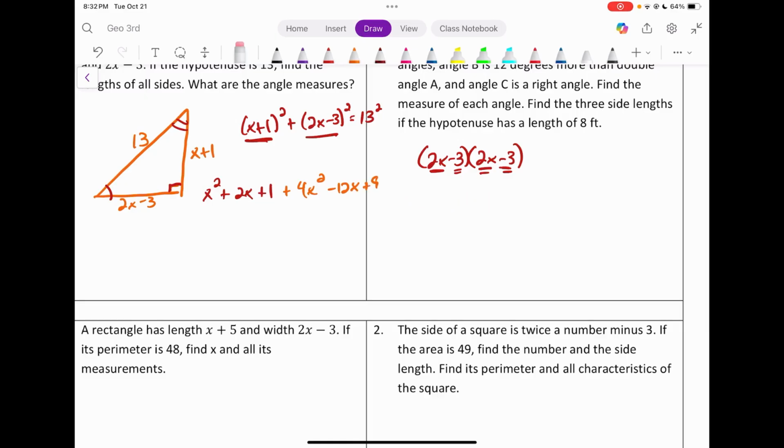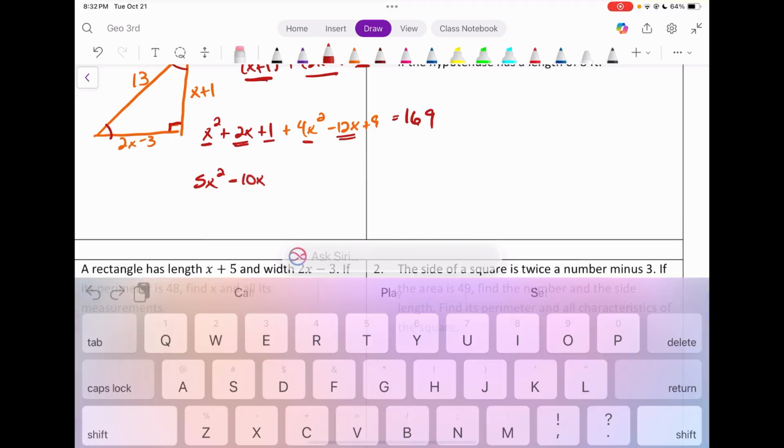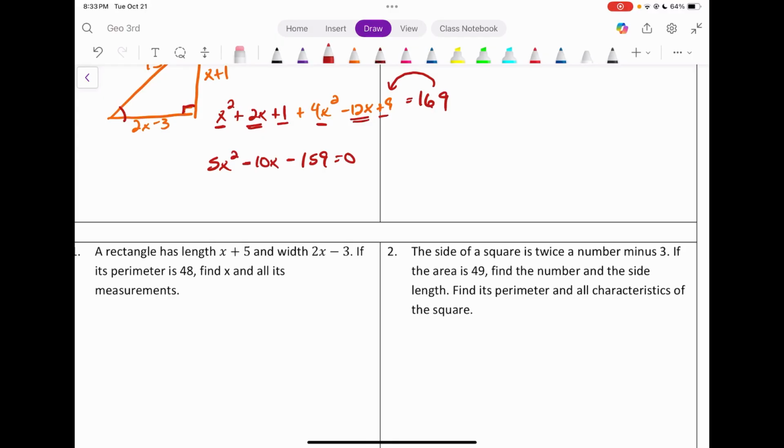Let me erase to make us some more room. And that's going to equal 13 squared, which is 169. We have a quadratic equation. Quadratic equations are anytime you have x squared stuff. Now, we're going to combine all of our like terms, like always. x squared and 4x squared gives you 5x squared. The positive 2x and negative 12x combine to give you negative 10x. The 1, the 9, and the 169. Now, we're going to move the 169 over by subtracting, and that's going to give me a negative 159. So you have, again, what's called a quadratic equation. In order to solve quadratic equations, I want you to use my formula.